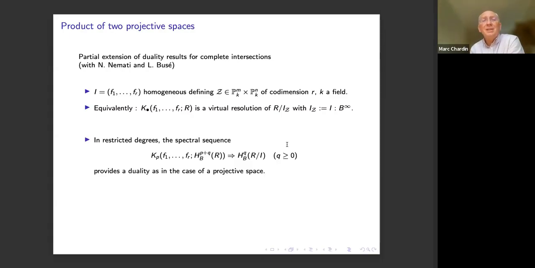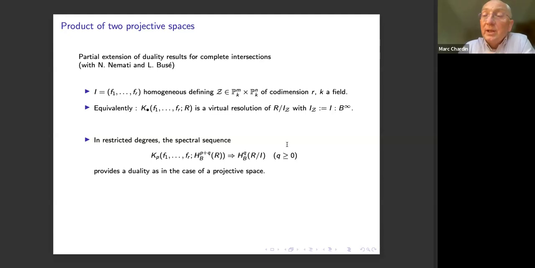So in restricted degrees, you have a spectral sequence. You have this cohomology with respect to B, and you have a spectral sequence like this. Because we assume this is a resolution outside V(B), it will tell us that for positive q, the homology of the double complex is just the cohomology of R mod I. So we have an instrument to control the cohomology with respect to B of R mod I through the Koszul complex taken on the cohomology of the ring. That's what we explore.